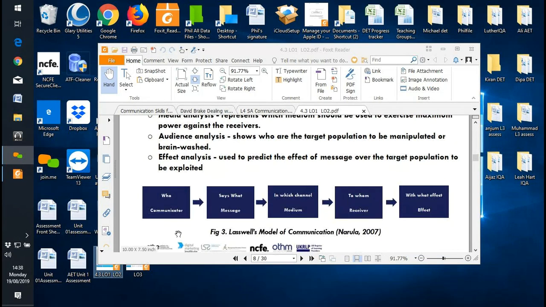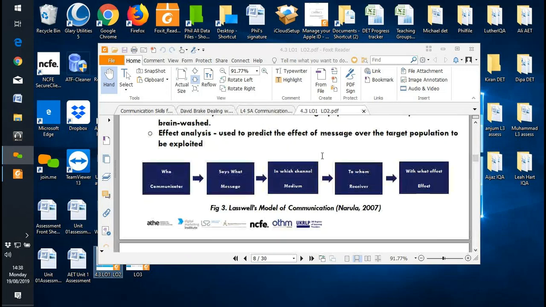So who, the communicator, says what, the message, in which channel, the medium, to whom, the receiver, and with what effect.